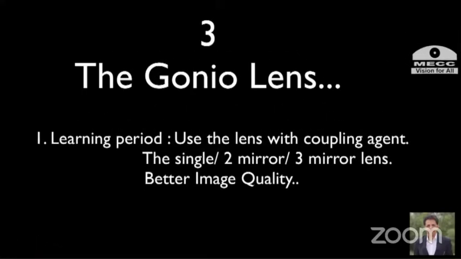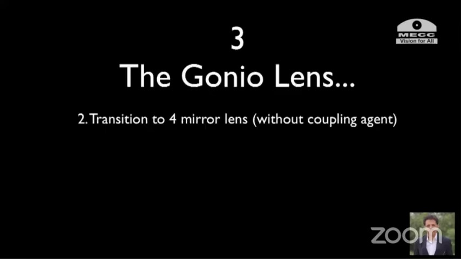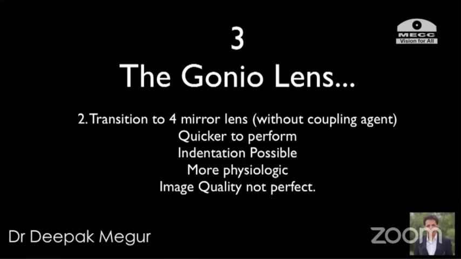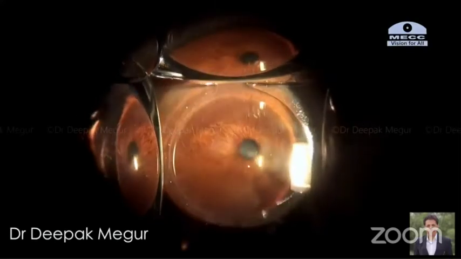Moving on to the aspect of the gonio lens. In the initial learning period, using a lens with the coupling agent such as the single mirror, 2 mirror or the 3 mirror is better as we get better image quality. This helps a beginner to identify the structures pretty well. But it's important to quickly transit to using a 4 mirror lens because it is quicker to perform, it's less messy, and more importantly it is more physiological and indentation gonioscopy is possible, which is extremely critical. However, the image quality is not great though.